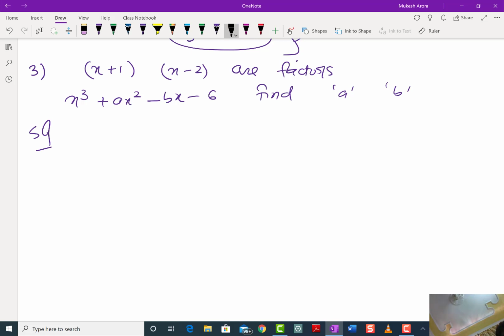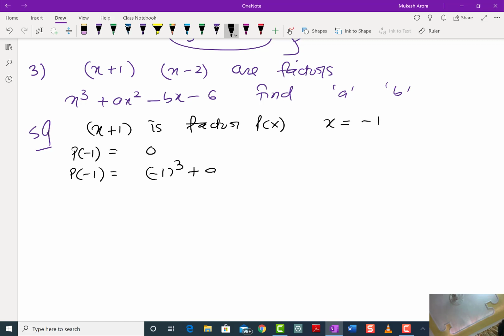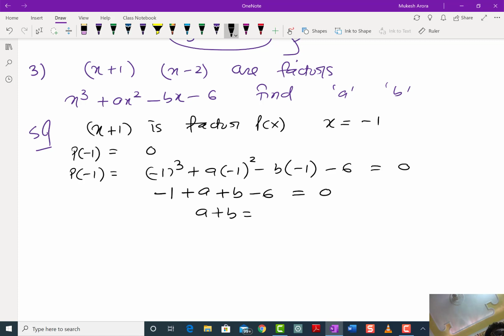So x plus 1 is a factor of p(x). From here x is equal to minus 1, p(minus 1) is equal to 0. p(minus 1) is equal to minus 1 raised to the power 3, plus a into minus 1 raised to the power 2, minus b into minus 1, minus 6 equal to 0, because it is a factor. Suppose it has some remainder, then in place of 0 we'll write whatever remainder is given to us. Minus 1 plus a plus b minus 6 is equal to 0. a plus b is equal to 7.